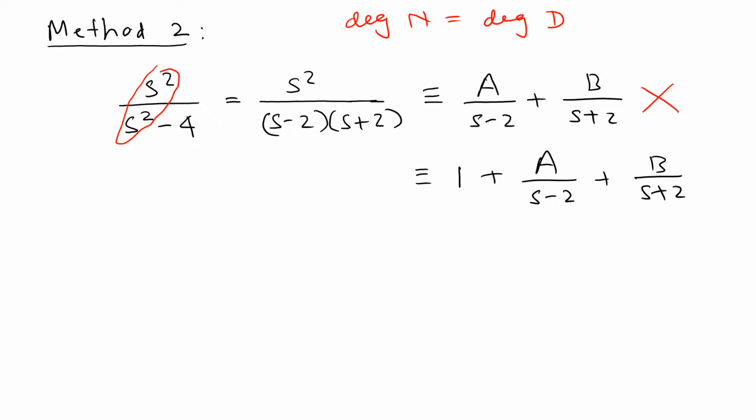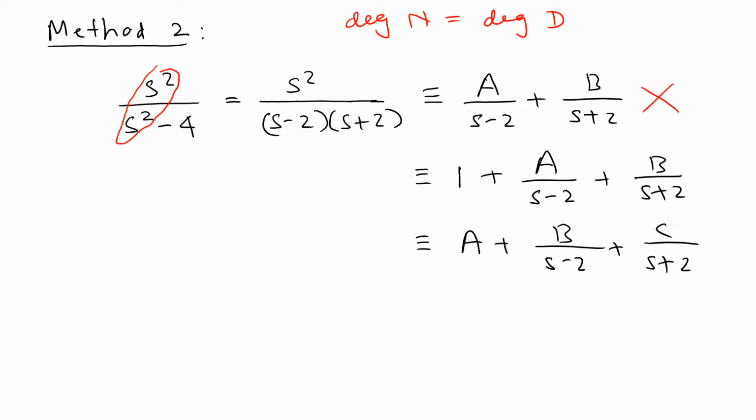And if you are confused with 1, you can actually just write it like this if you want. You can say, okay, A plus B over S minus 2 plus C over S plus 2. You can also write it like that and then find all A, B, C, and then you will see that A is equal to 1 if you do that.